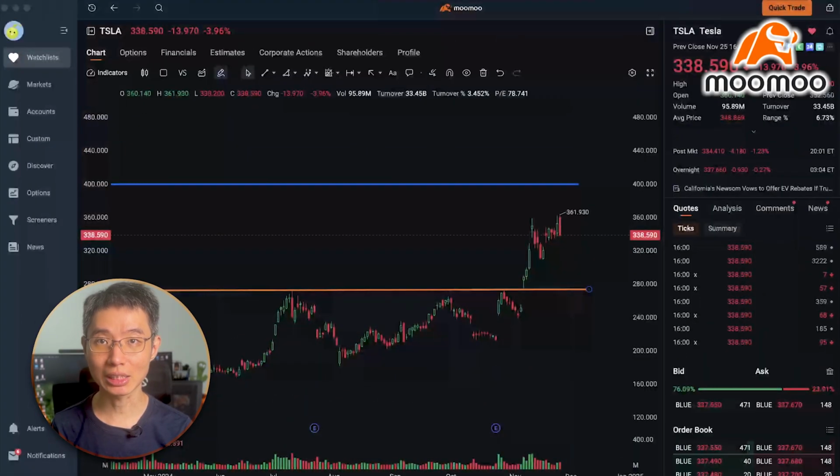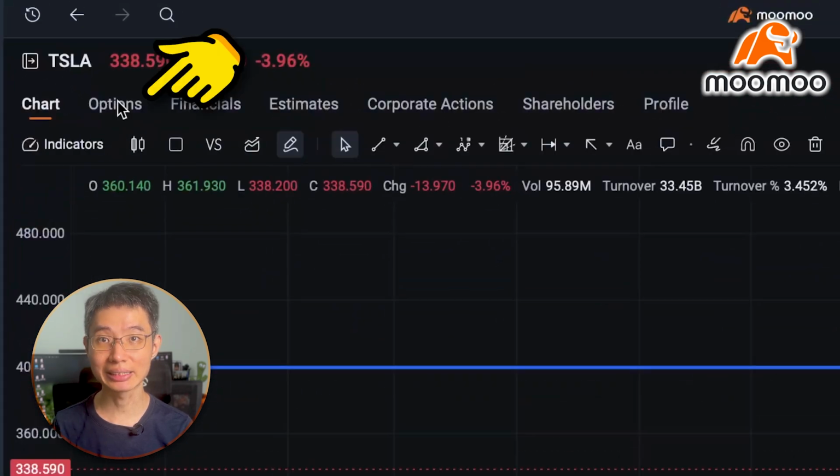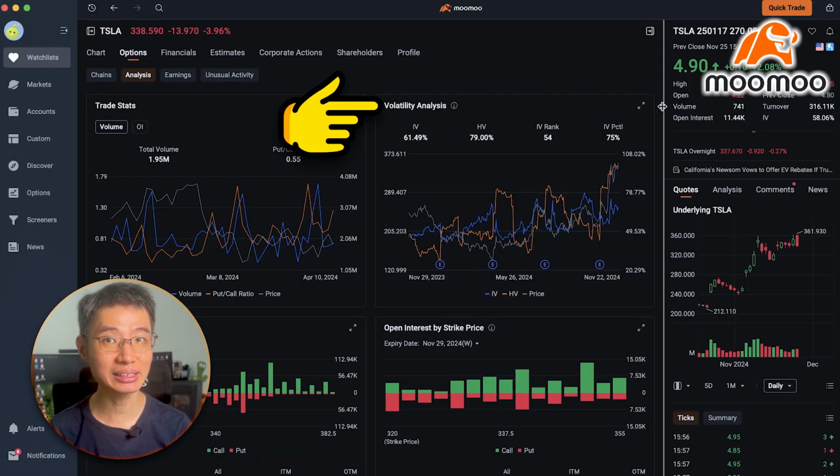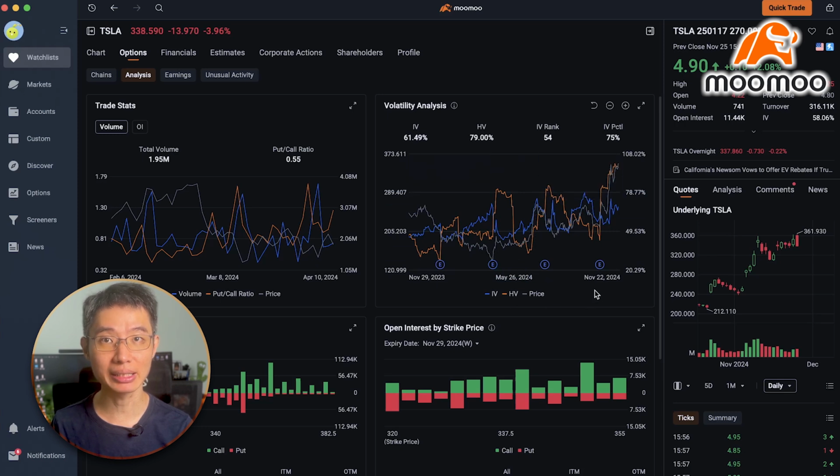Side note, moomoo Desktop lets me easily check the implied volatility of these stocks. To find it, I can just head over to the Options tab, Analysis, and under Volatility Analysis, I'll be able to see both the implied and historical volatility to help me assess whether volatility is high or not.